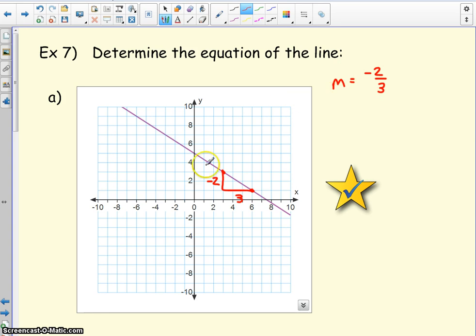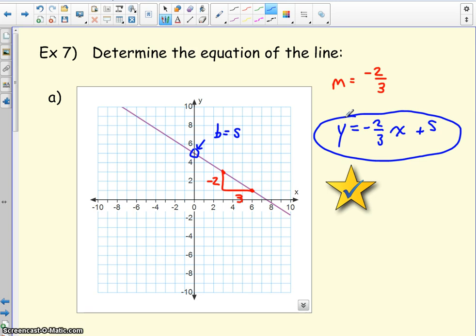Okay, so now we need a point if we want to use point-slope form, or a y-intercept if we want to do slope-intercept form. Now it just so happens on this graph the y-intercept is very clearly indicated right there. So we have a y-intercept of 5. So we can very easily make slope-intercept form y equals negative 2 over 3 x plus 5. If you want to use point-slope form, you absolutely could. I can show you a couple of examples of it.